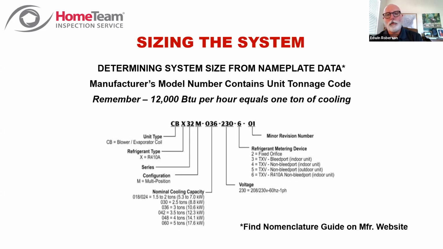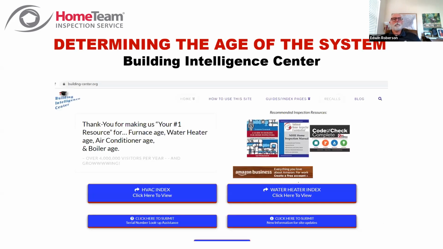Now you would have to go to the manufacturer's website, but every website has that nomenclature breakdown in it. So you can go to the Carrier website and look up that nomenclature breakdown. You're going to know the size of your system from the nameplate data.